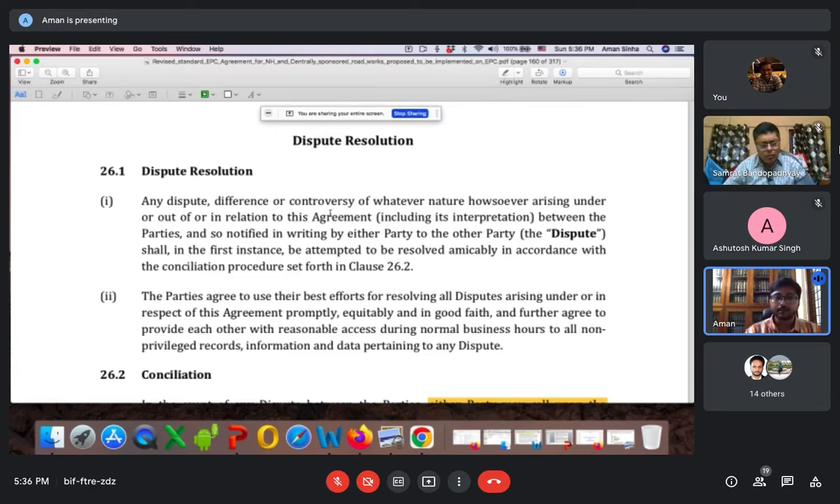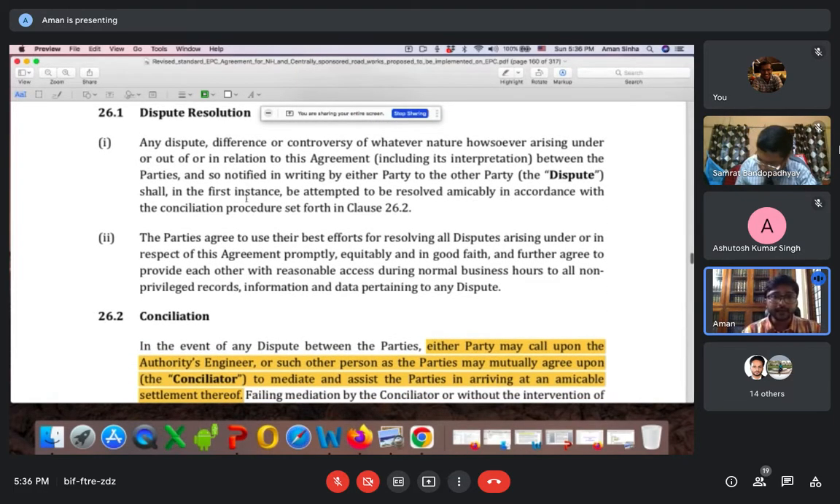If you look at Section 74 and Section 30 of the Arbitration and Conciliation Act, it states the same thing: the settlement agreement signed by the parties in conciliation becomes legally binding on the parties. So the clause reads: any dispute, difference or controversy of whatsoever nature howsoever arising under or out of or in relation to this agreement between the parties, and so notified in writing by either party to the other party, shall in the first instance be attempted to be resolved amicably in accordance with the conciliation procedure set forth in clause 26.2.